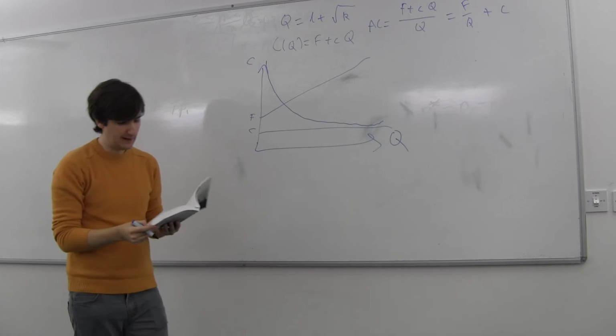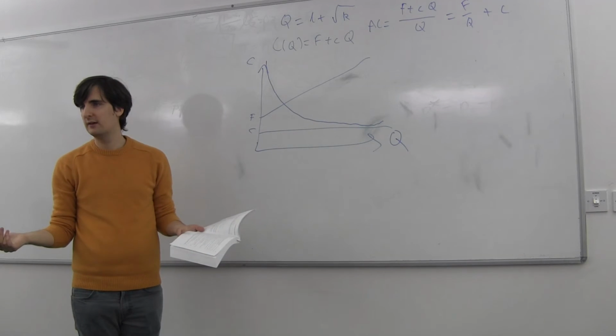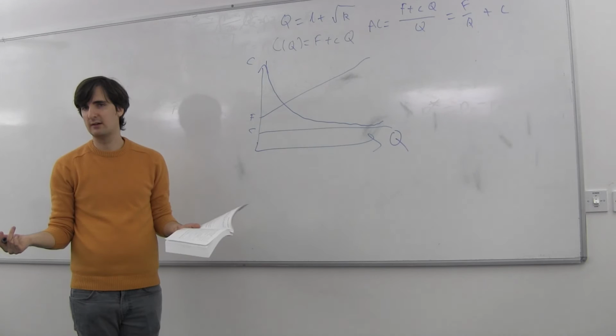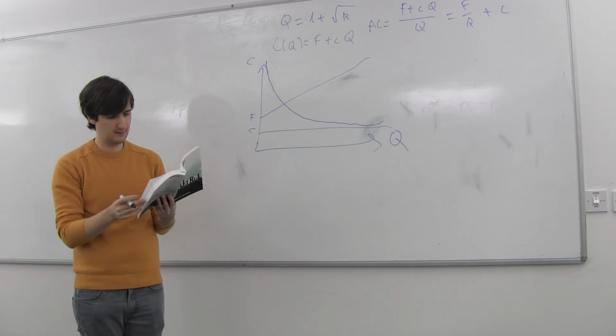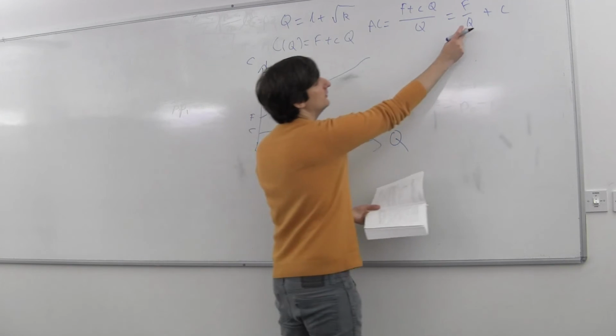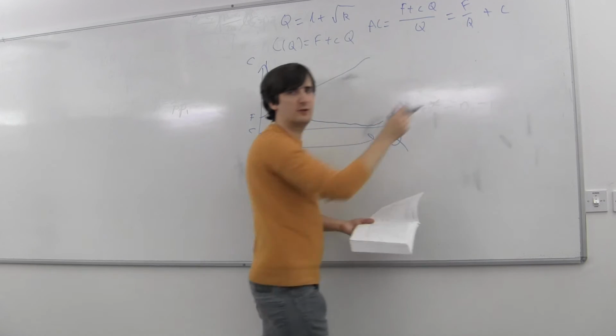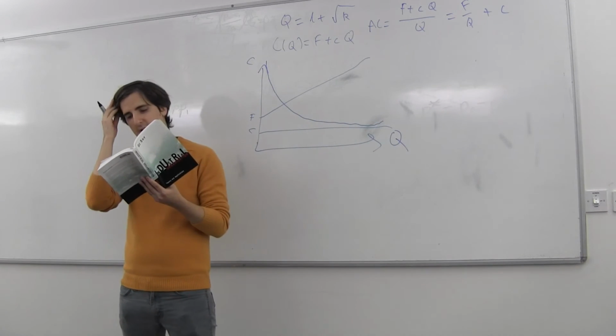What output level is the average cost minimized? You can work that out. Yeah, exactly. So it's only when Q gets to infinity that this gets to marginal cost, which is its minimum.